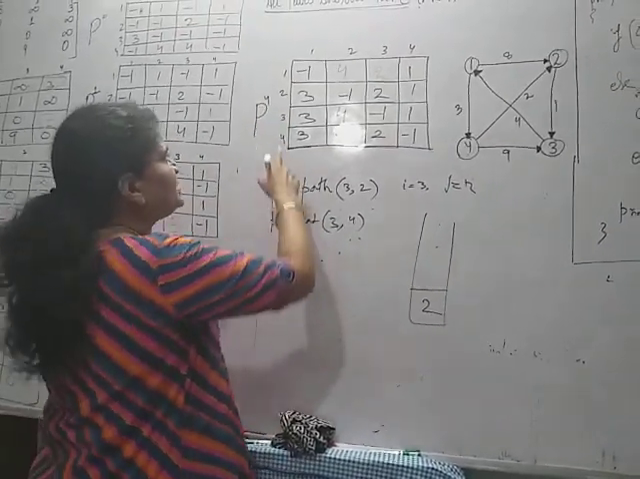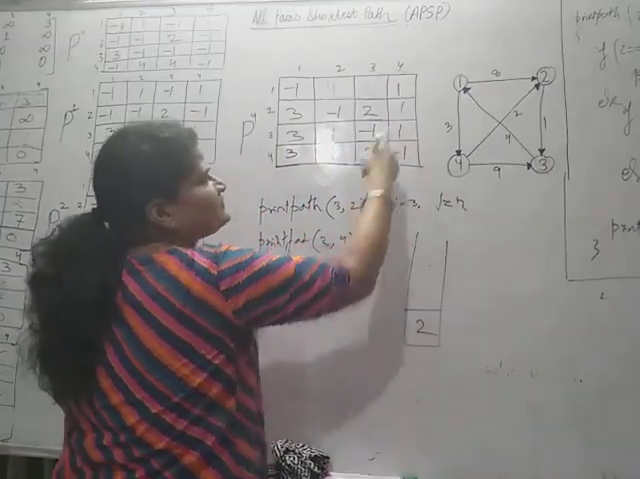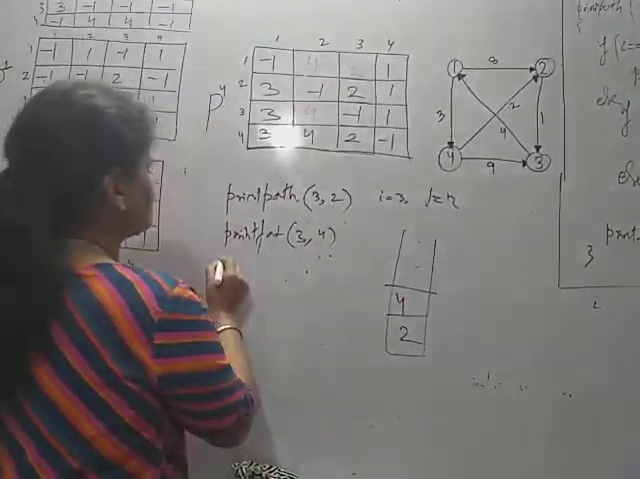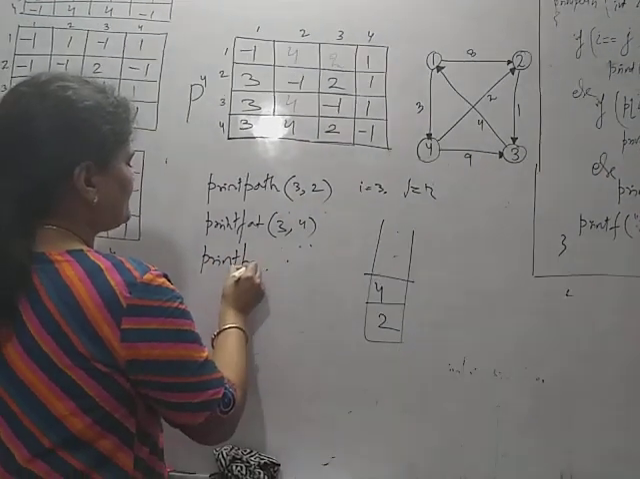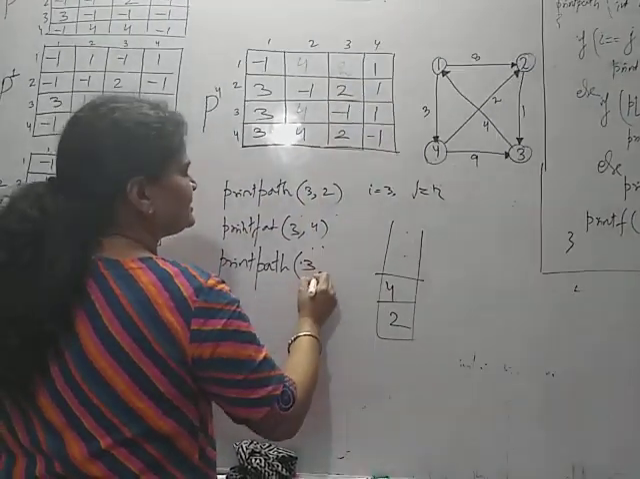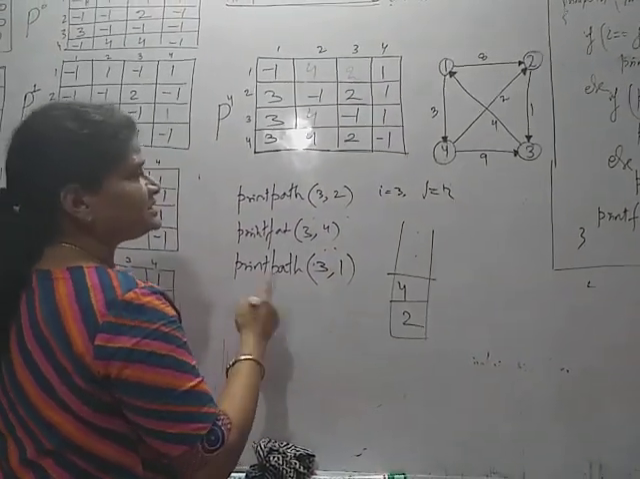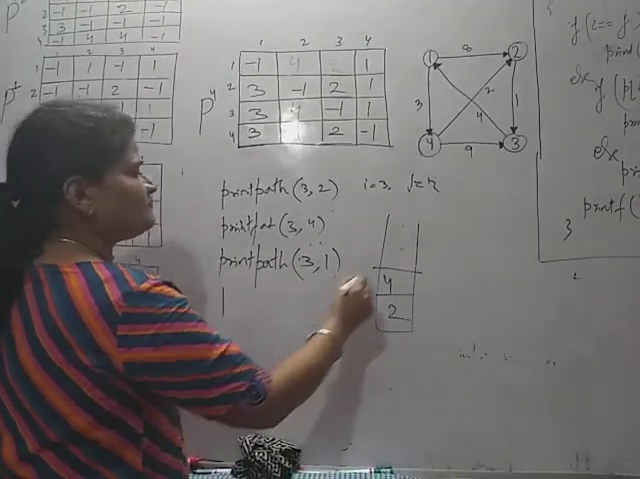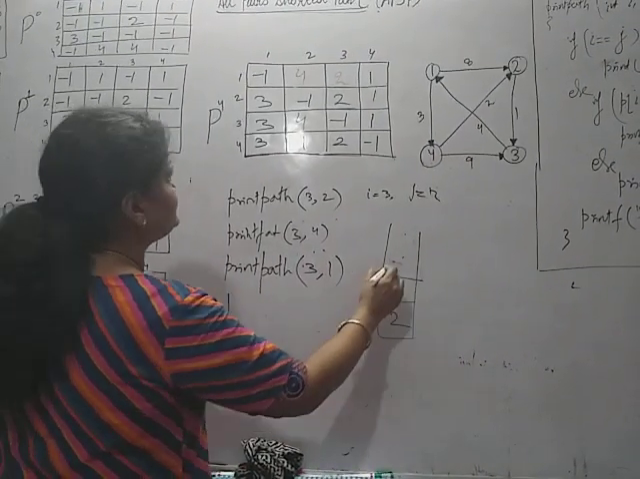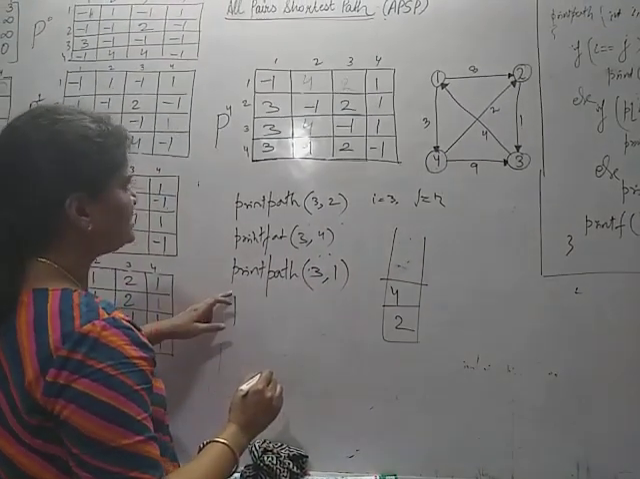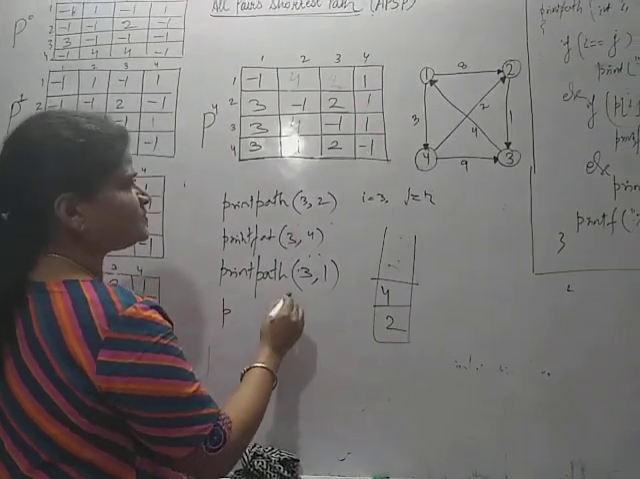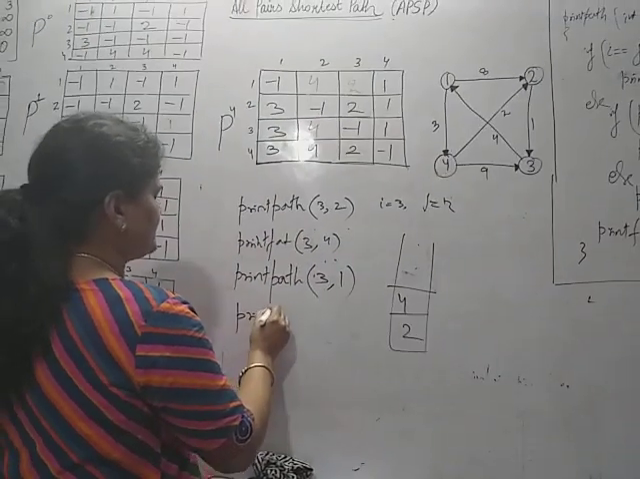3 is not equal to 4. See, 3, 4 is not -1. So 4 is pushed, and the function is called with print path 3, and the 3, 4 entry is 1, so 3, 1. Now 3 is not equal to 1, so again 1 is pushed, and print path 3, 1 is called.